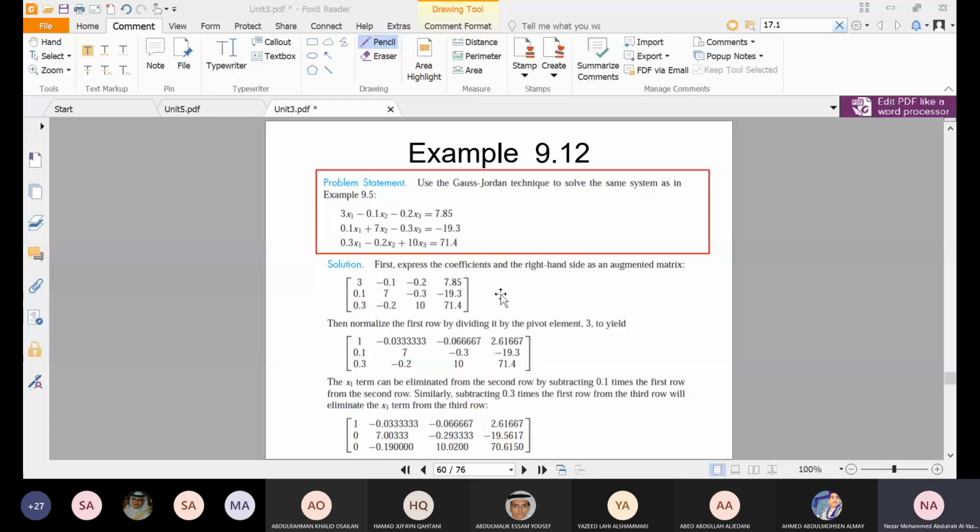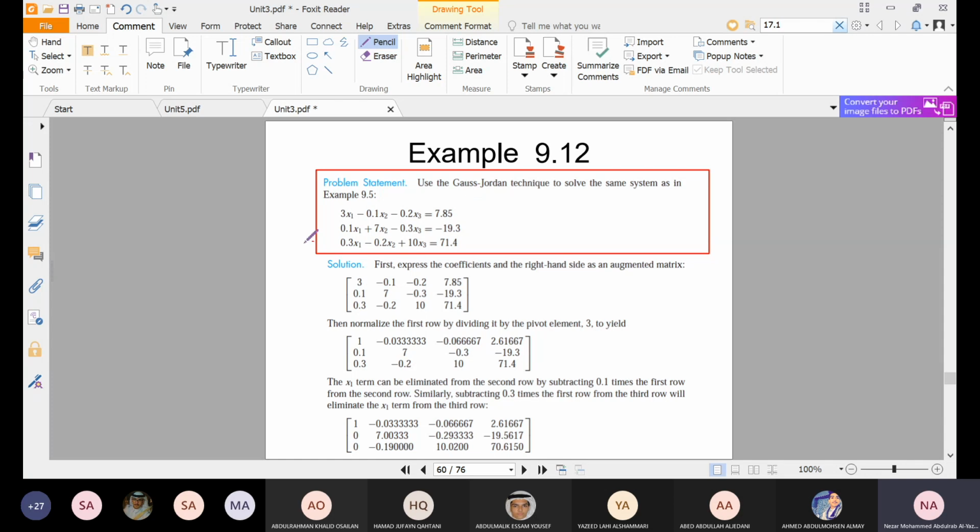Okay, so let's take this example just to show the steps. After that, you will have the last method in this topic. I will jump to topic number 5 and then I will return back to topic number 4. Here we have a 3 by 3 matrix, a system of 3 equations, and we use the Gauss-Jordan technique to solve the system.